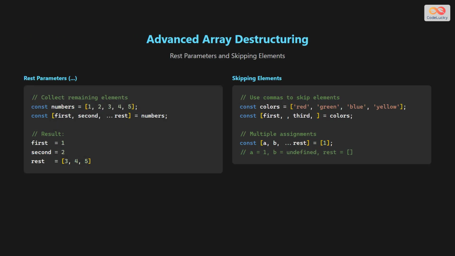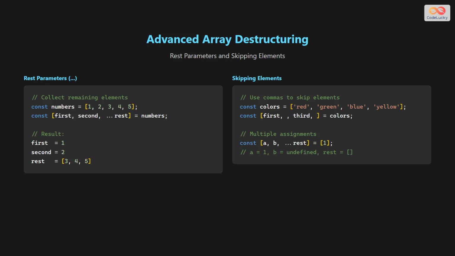Let us delve into advanced array destructuring. Here we will learn about rest parameters and skipping elements. Rest parameters allow you to collect the remaining elements of an array into a new array. Skipping elements can be achieved using commas.